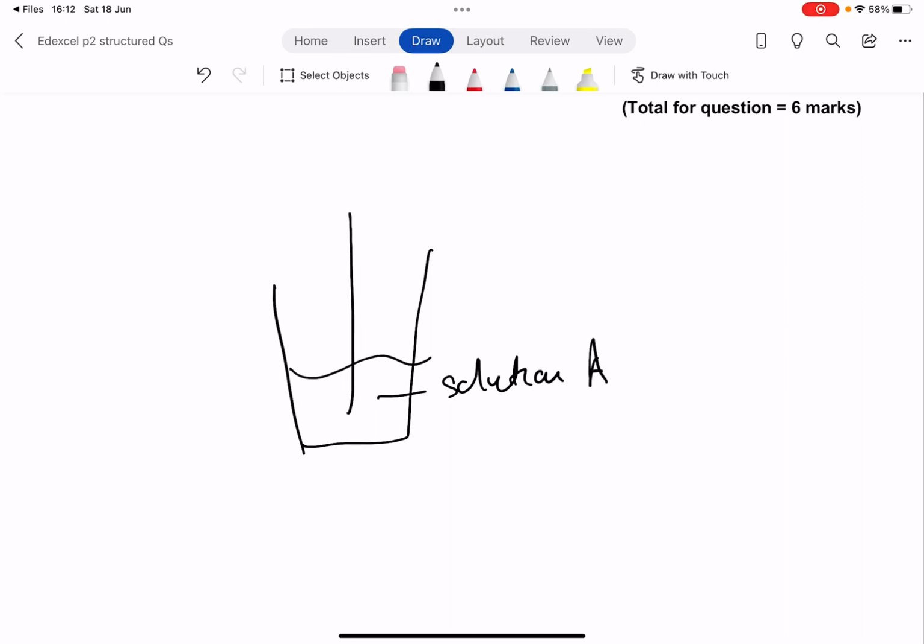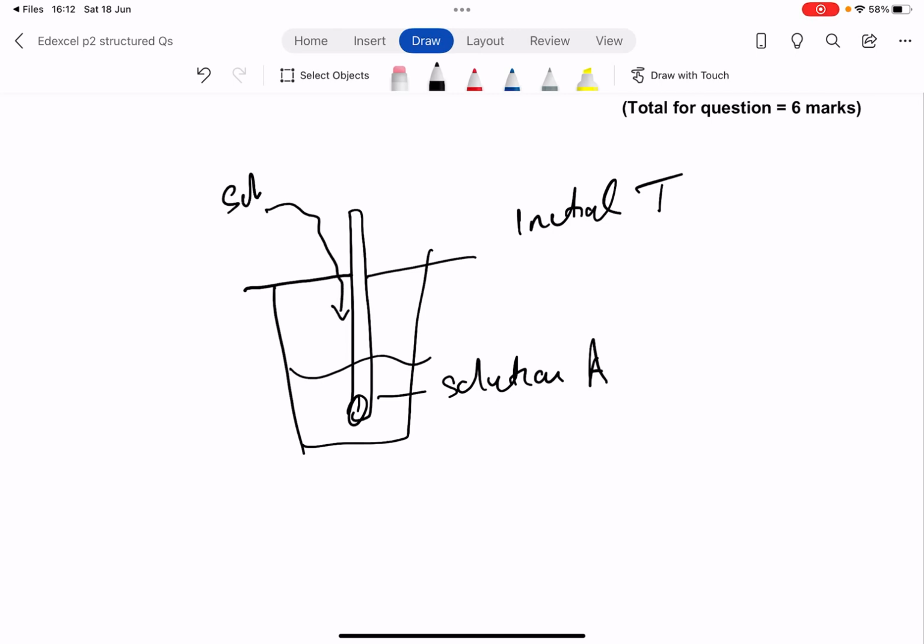Put a thermometer in there. Put a lid on. Measure your initial temperature. Add the second solution or solid and measure the maximum temperature, which either goes up or goes down. If it's exothermic, the temperature will go up, heat is released. If it's endothermic, the temperature will go down.